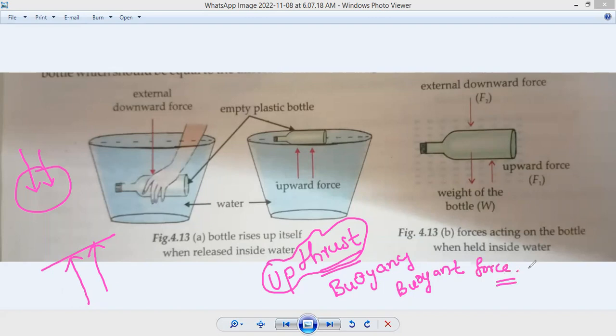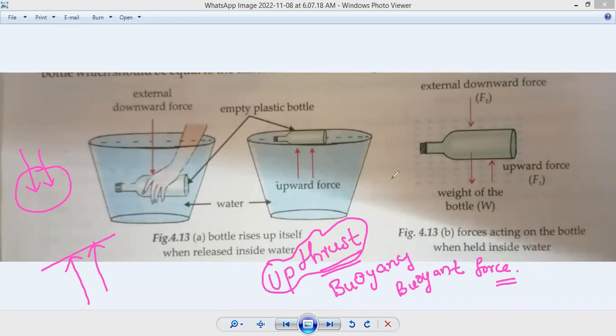So any doubt anybody is having in this, please let me know. This is what we call the buoyancy concept. Hope everybody is clear. And this diagram is already there in our classwork. Sorry, in our group, you all should draw this diagram in your notes.